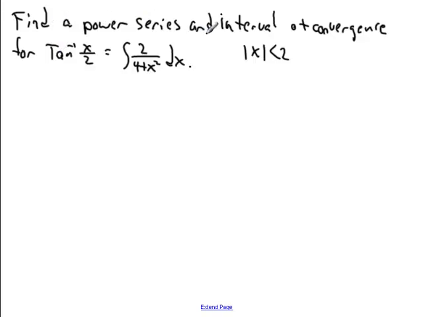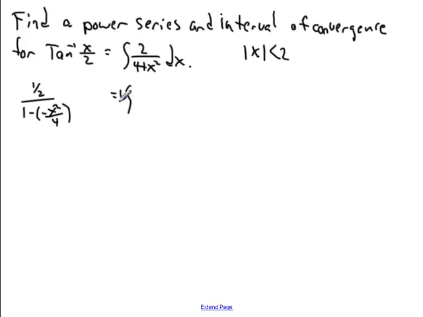Find the power series and interval of convergence for inverse tan x over 2 equals the integral of 2 over 4 plus x squared dx. So the first thing that we want to do is take a look at our integrand. If we divide everything by 4, we get 1 half over 1 minus negative x squared over 4. And that's going to tell us how to write our integrand.